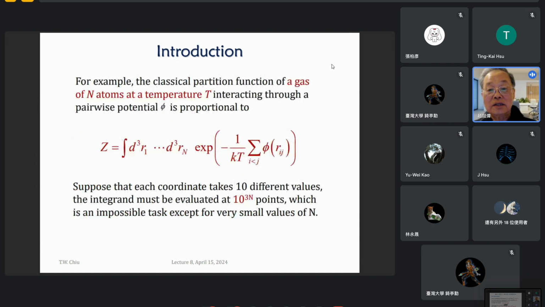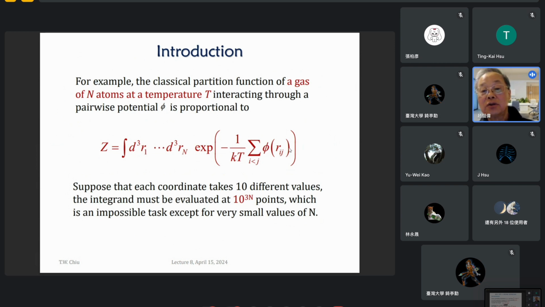So for example, I want to get the classical partition function of a gas of N atoms at the temperature T, and these N atoms of gas are interacting by a pairwise potential. So only two of them have interaction; any two of them have an interaction. So only two-particle interaction, but I have to sum over the potential between all pairs. So this is a simple model, and this is the total energy.